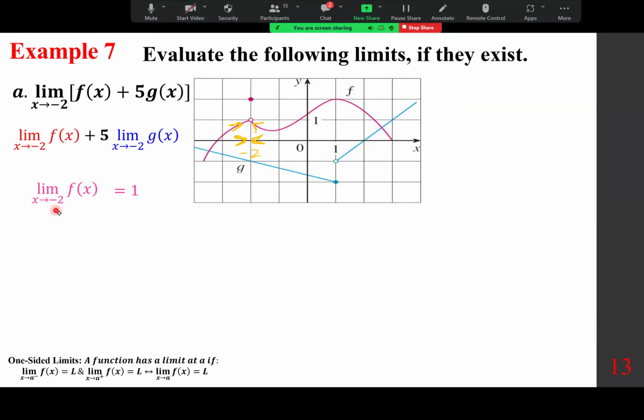For the g function, the blue function, from the left, from the right, both of them are moving towards this point, and this point has a y coordinate of -1. Therefore, this is 1 plus 5 times -1, which makes it negative 4. So it's pretty straightforward.